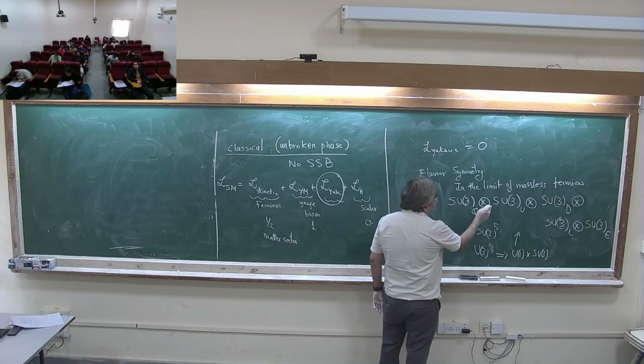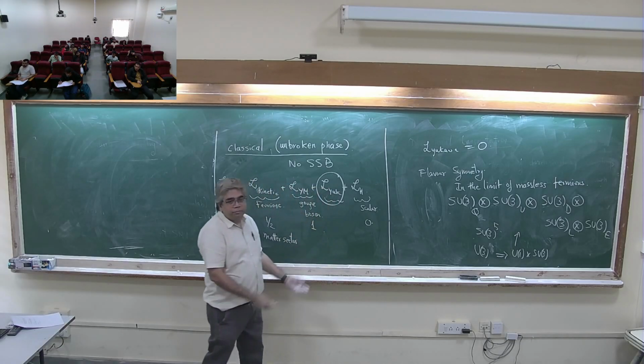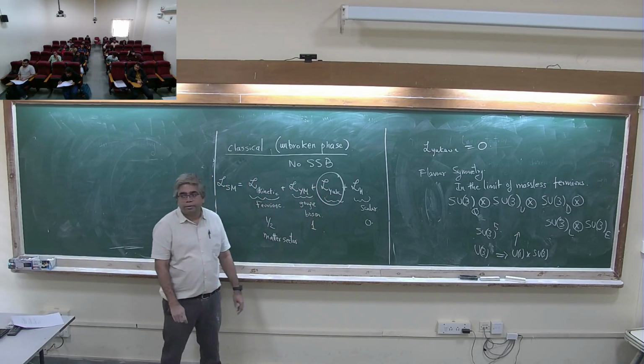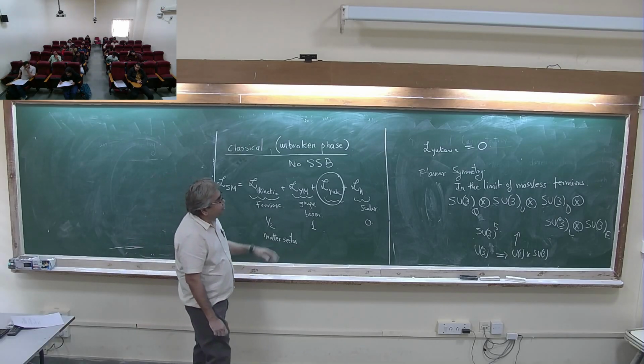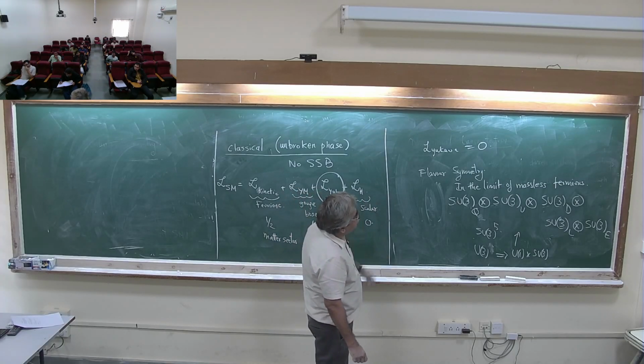So this is called flavor symmetry. So the Yukawa couplings will break this flavor symmetry. Okay. In the limit of the Yukawa couplings to 0, all the masses are same. So this is also one more hidden symmetry.